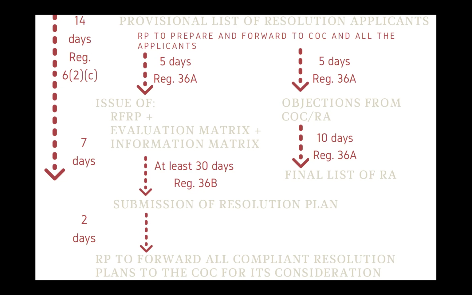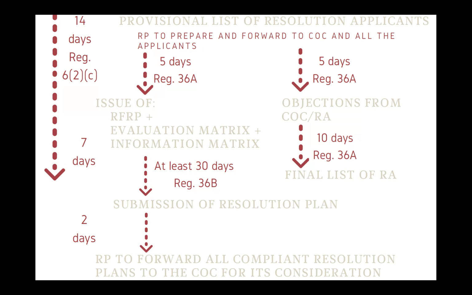Now, all these three documents will be given to all the resolution applicants, of course, by entering into a confidentiality agreement with them. Why do we enter into a confidentiality agreement? Because we are disclosing confidential information, and it can be used against the corporate debtor. Hence a confidentiality agreement will be entered into with the parties to whom the RFRP, evaluation matrix, and information memorandum are disclosed. That's a mistake, it's not information matrix, it's information memorandum. So this is the part.